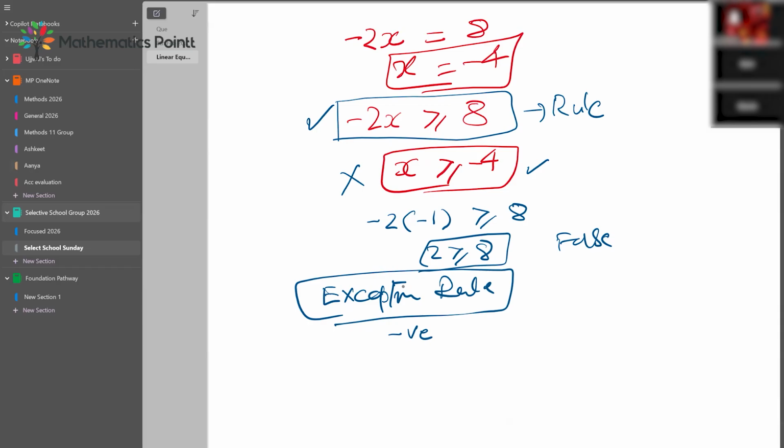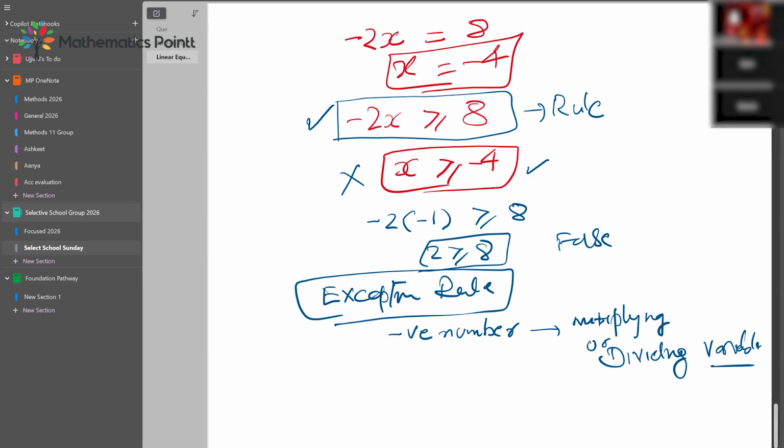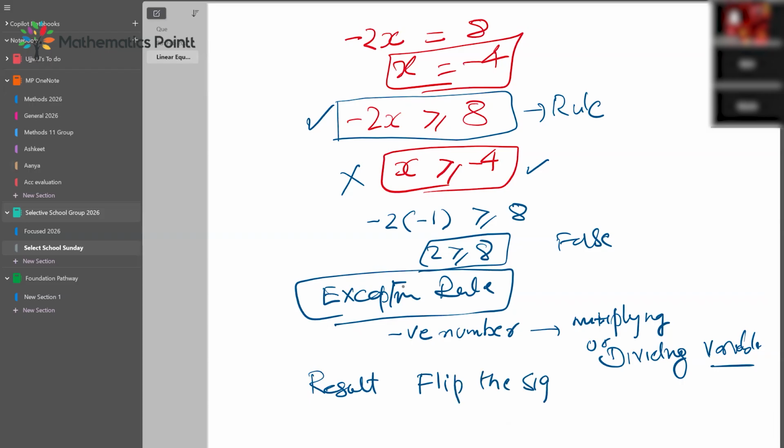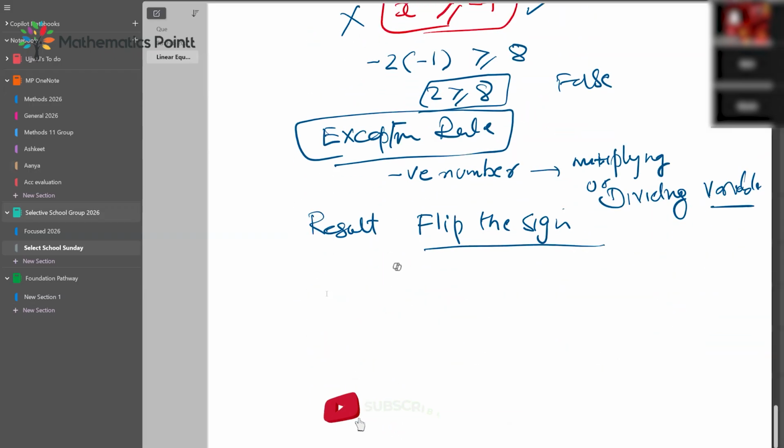When you have a negative number which is either multiplying or dividing your variable, whenever you're doing the inverse operation, when you're trying to get rid of them, always flip the sign. Always flip the sign.